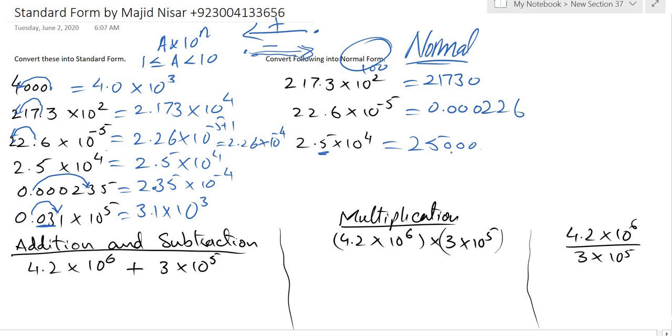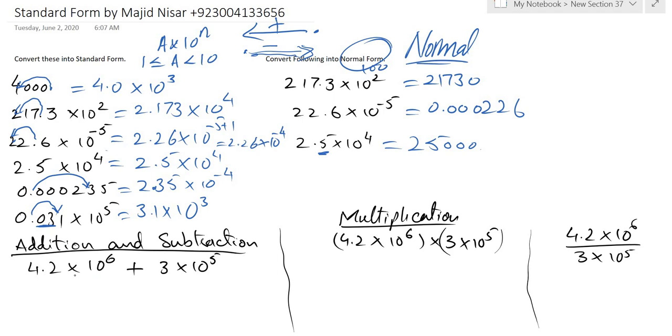Now what will happen in case of addition and subtraction of standard form? 4.2 into 10 raised to power 6 plus 3 into 10 raised to power 5. There are a bunch of methods to solve it. One is to convert it into normal form and then add.